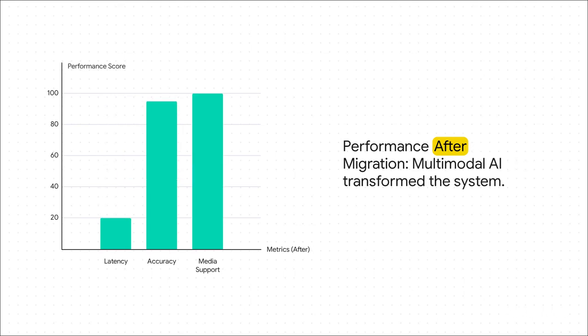And this is after. A single API call just slashed latency. Case routing accuracy shot way up because the model finally understood the documents. And now they had complete media support, handling everything from contracts to audio files in one clean system. It was a total game changer.